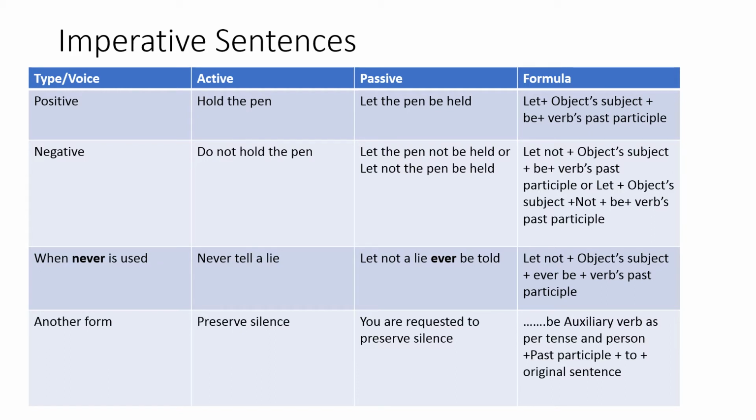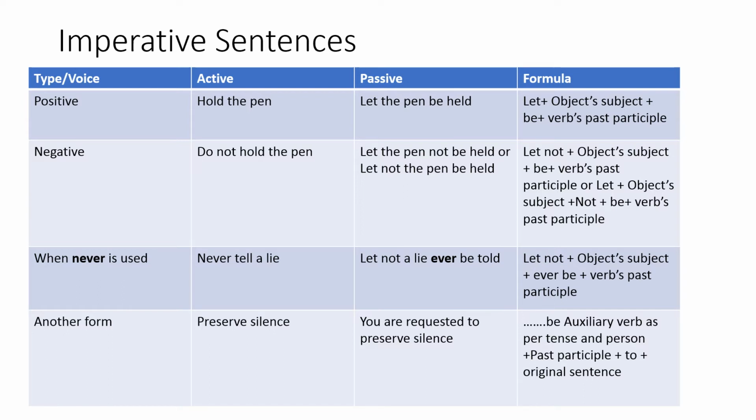Now let's look at the negative imperative sentence. In this case, the word "not" has been introduced and it will remain the same except for the position of "not" in the sentence. It can be put in two manners as shown in the formula. You can choose either. Both are correct. So it is the same except for introducing "not" in the negative sentence.